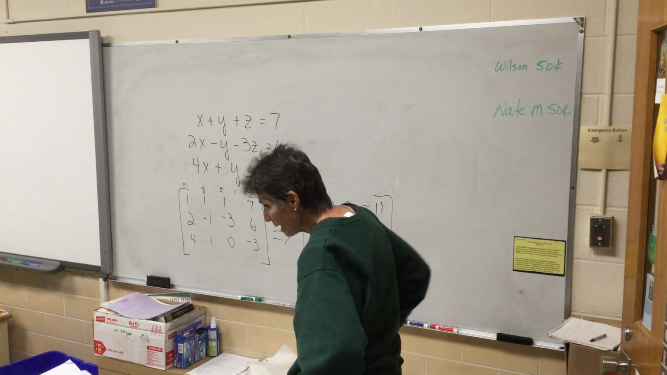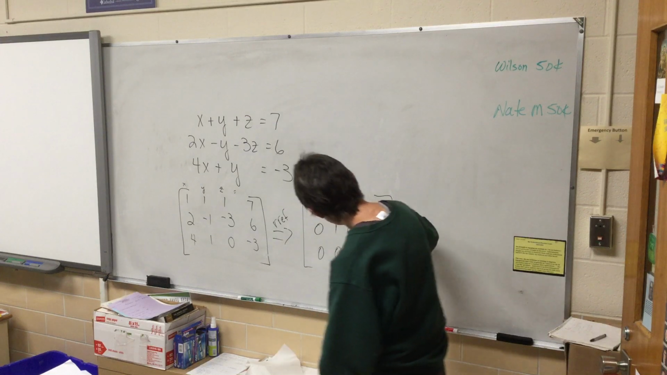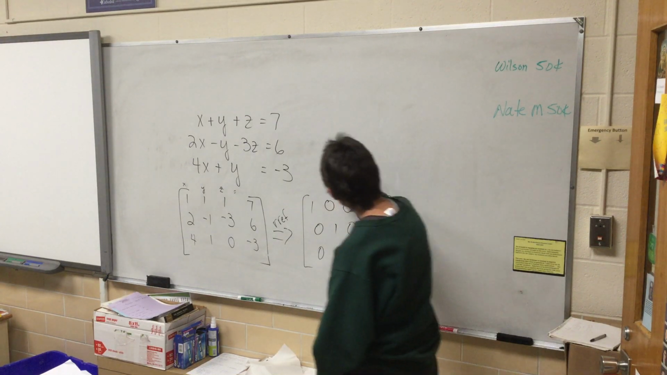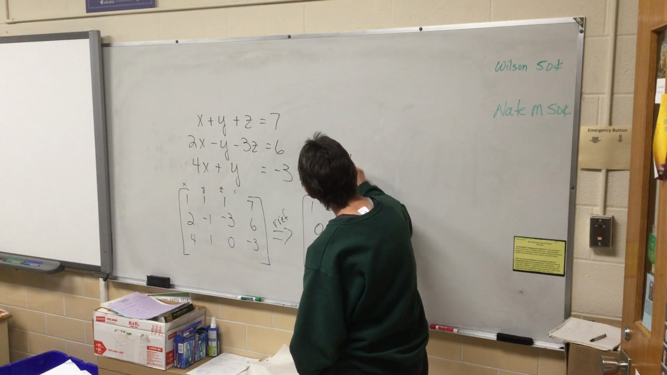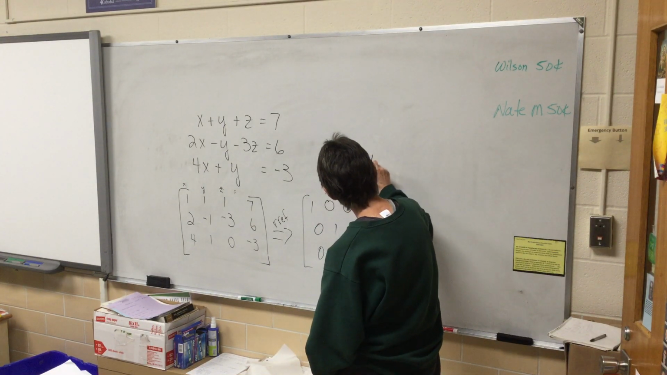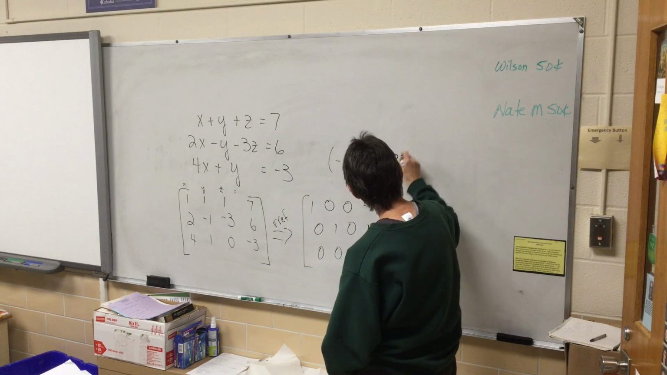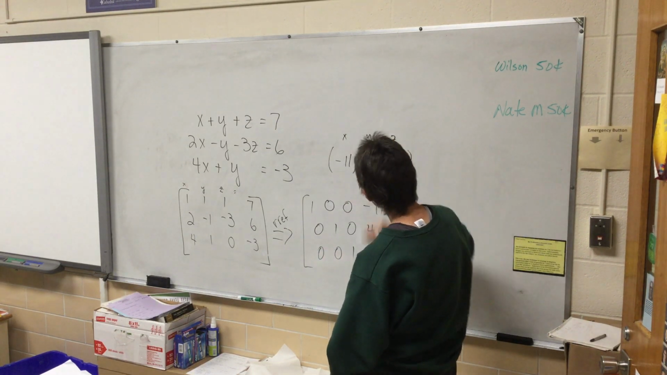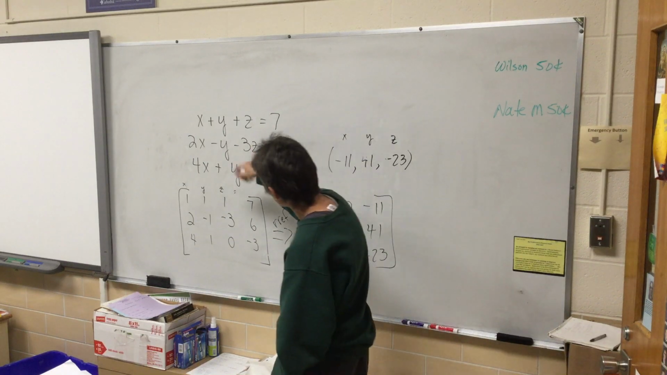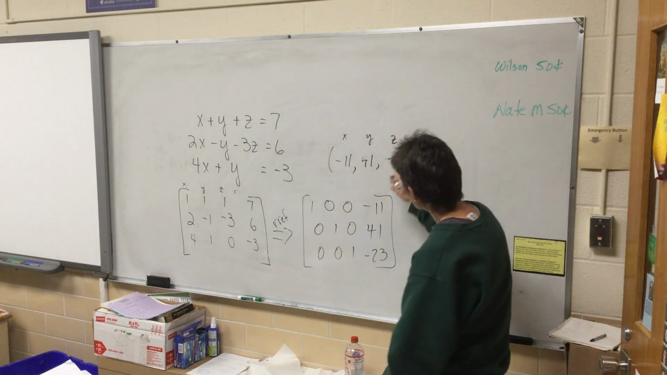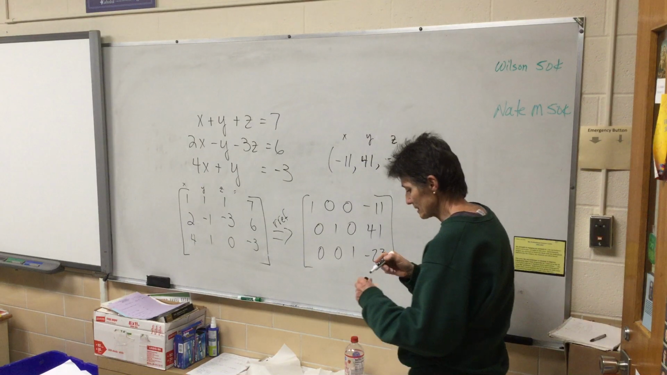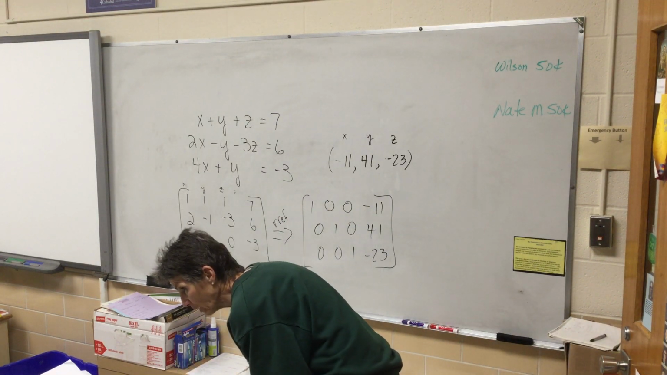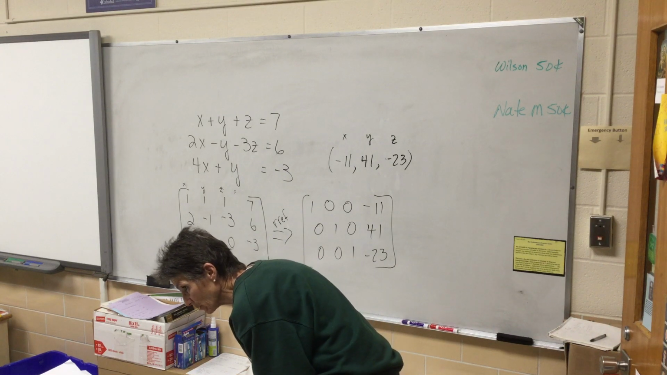So then I'm going to write down my answer, and remember this column right here is your answer. So you're just going to write your answer, -11, comma, 41, comma, -23, and that represents your X, Y, and Z value. That's what you were looking for when you solved this system, and that is it. Okay? Now we're going to try one more, but I'm going to have you do it on your own, okay?